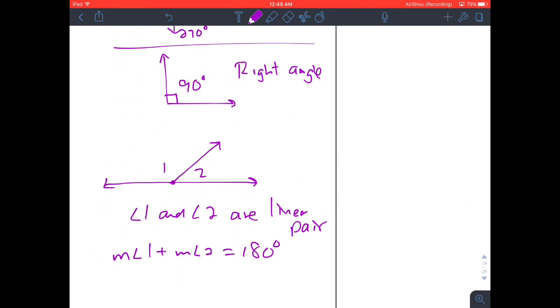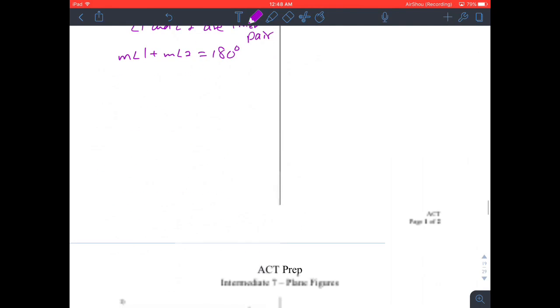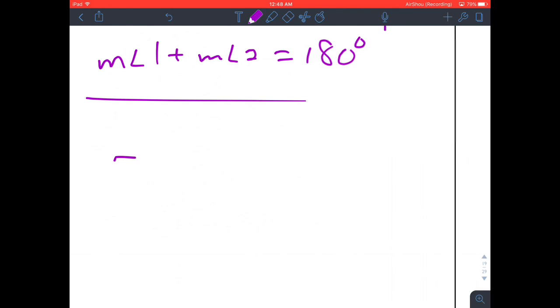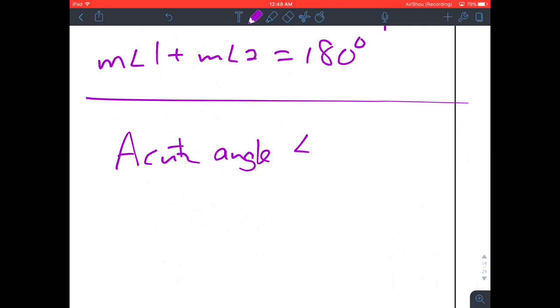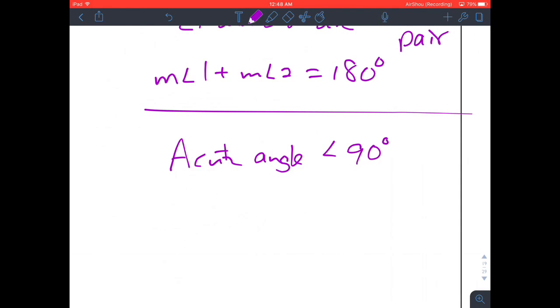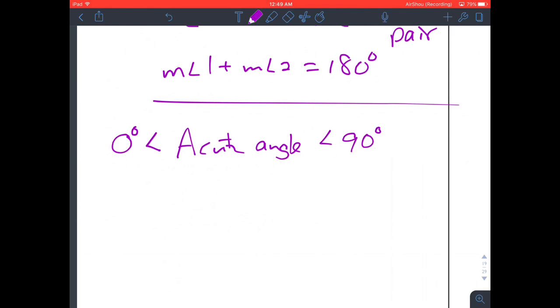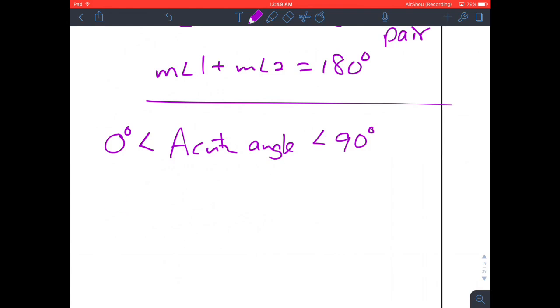Let's see, what else do we have? Some more facts. An acute angle. So we had a right angle. It's exactly 90 degrees. An acute angle is less than 90 degrees, but also greater than 0. Acute angle is less than 90 and greater than 0. An obtuse angle is an angle that is greater than 90 degrees. Let me rewrite that. It's greater than 90 degrees, but it's less than 180.